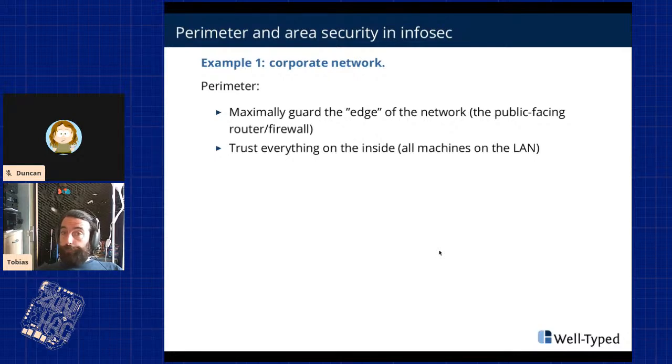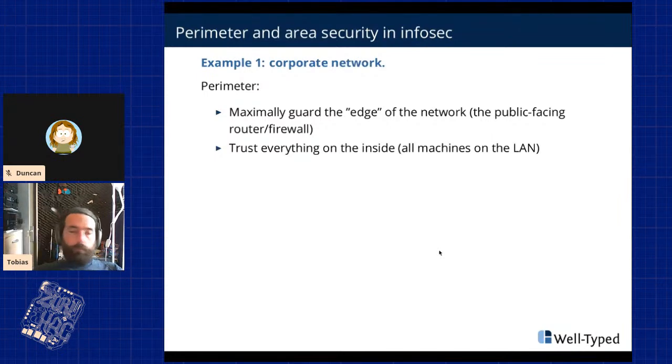So we set up a perimeter where we maximally guard the edge of the network, so the public-facing router or firewall. And we trust everything that's on the inside. So basically, we say that if you're on the inside, on the local area network, then you're a trustworthy machine. And we do no further checks. We just assume that whatever you want to do is allowed. Right?